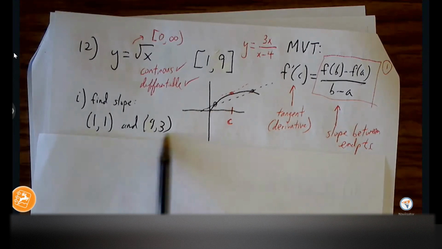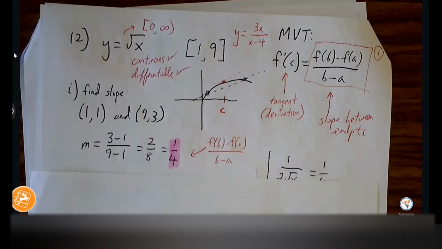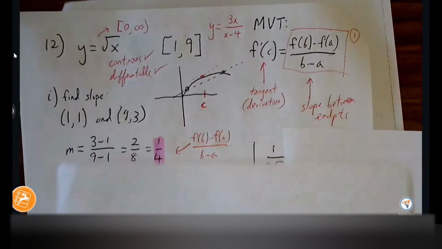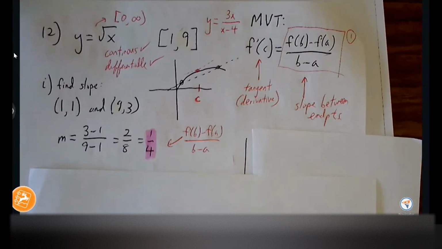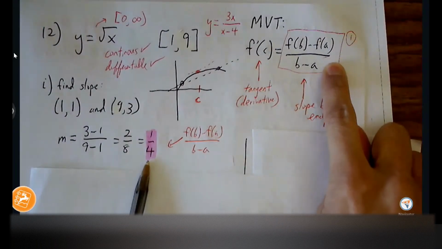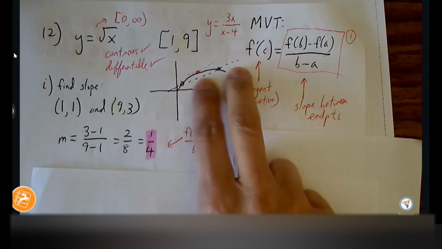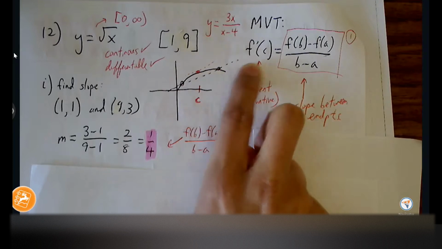Take our ordered pairs, change in y over change in x. And we'll be able to work our way down to 2/8, which is 1/4. So this is our first goal, trying to figure out what is the slope target that we're after. So we know that we're trying to target a slope of 1/4, and now we're going to use the derivative to help us locate that particular slope.